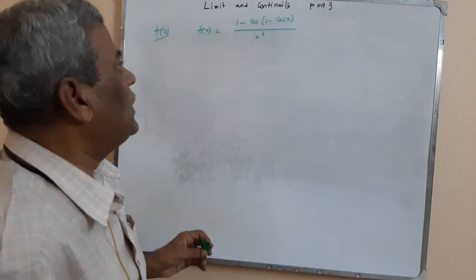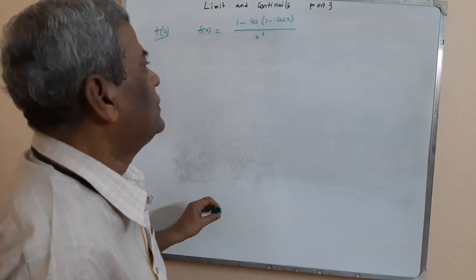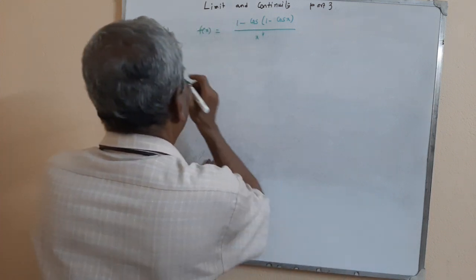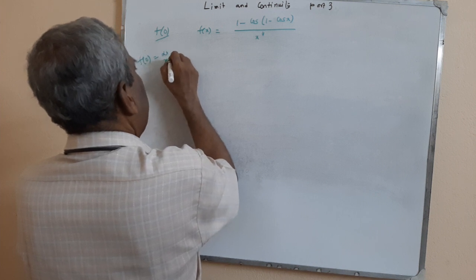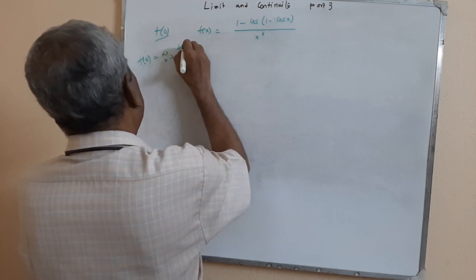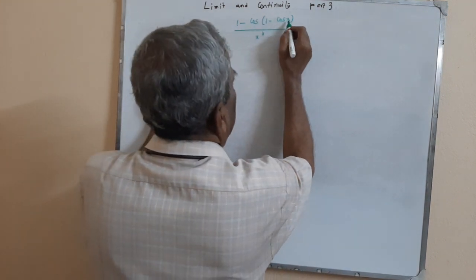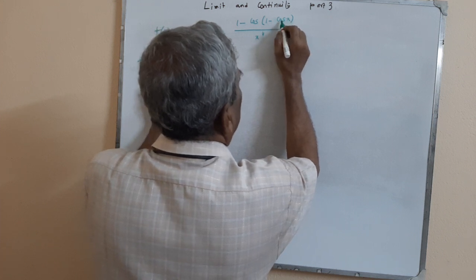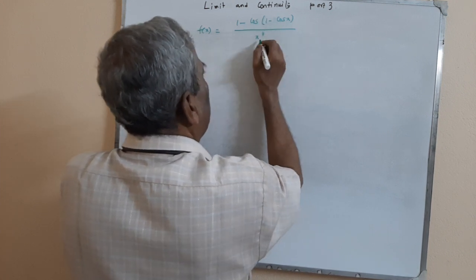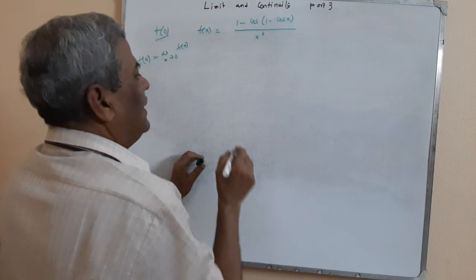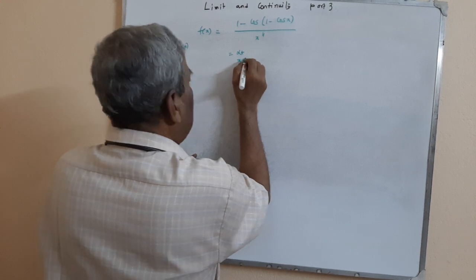Now if this is continuous everywhere, it is continuous also at x is equal to 0. So in that case, f0 will be equal to limit x tending to 0 of fx. That is this. Now at x is equal to 0, cos 0 means 1, so it is a 0 by 0 form. So we can apply L'Hospital rule, so that it is equal to limit x tending to 0.